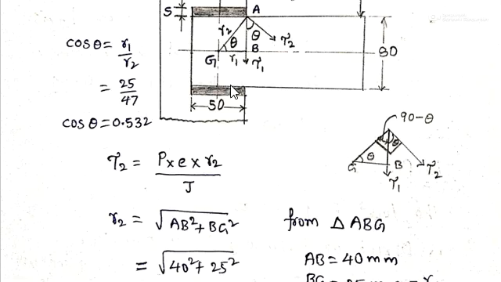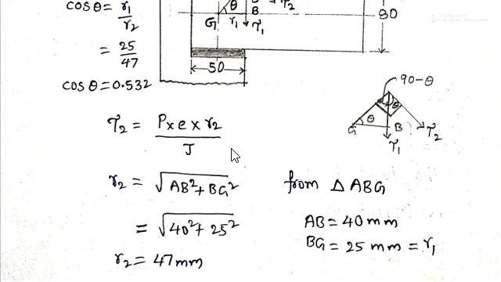So it will become theta here, and cos theta is adjacent by hypotenuse, R1 by R2. We have assumed BG as R1, that is 25 here, and R2 we got 47 here, and if you simplify that, we get cos theta as 0.532.